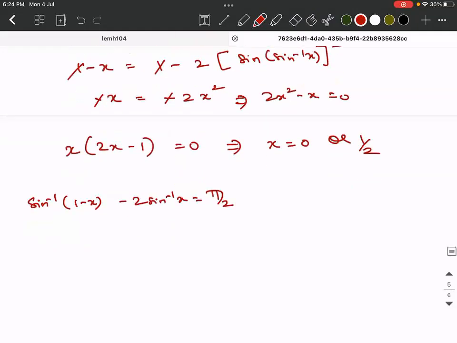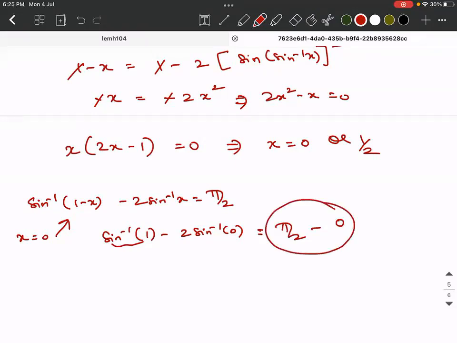For example, when x is equal to 0, if I substitute it here, I get sine inverse of 1 minus 2 sine inverse of 0. So sine inverse of 1 is pi by 2, sine inverse of 0 is 0. So when x is equal to 0, I'm getting LHS is equal to RHS.